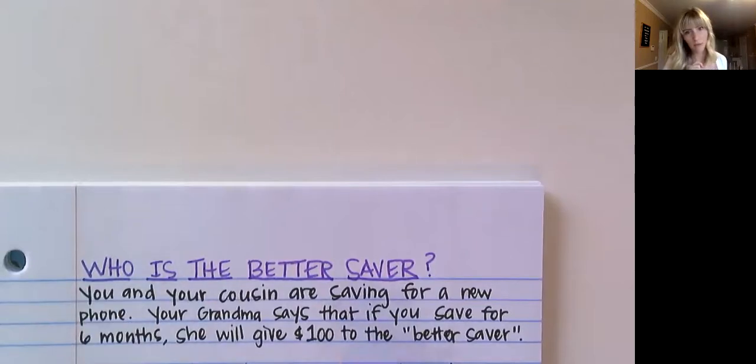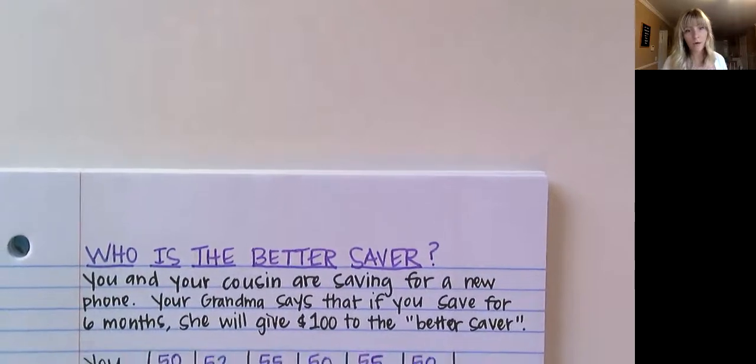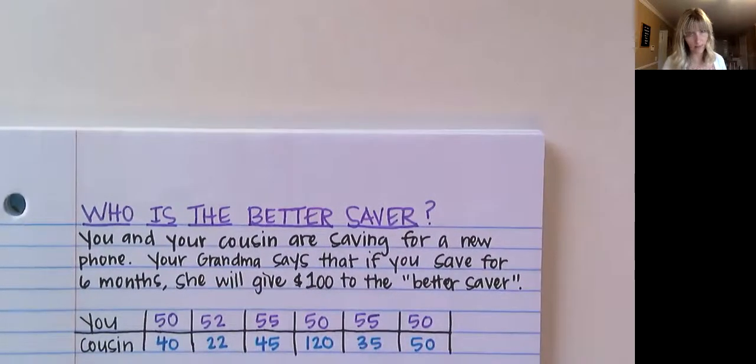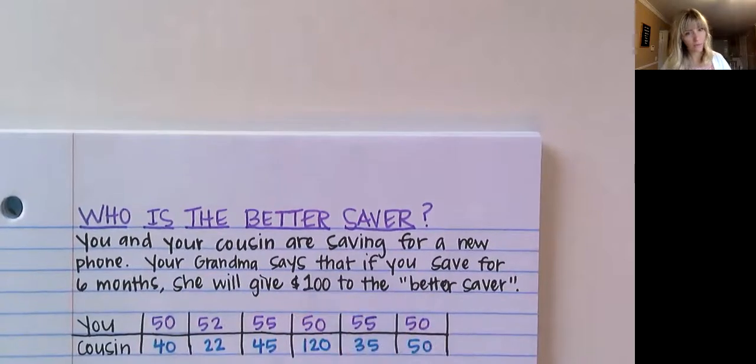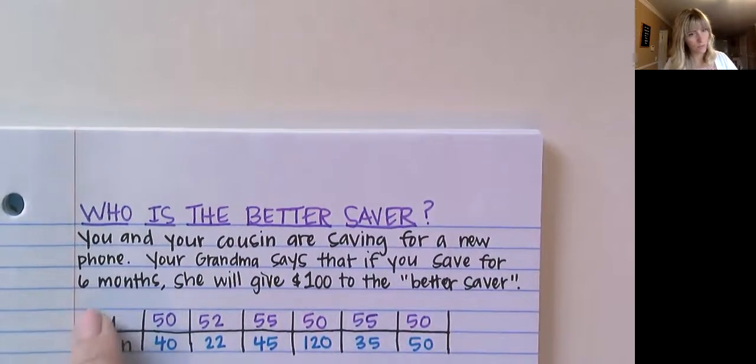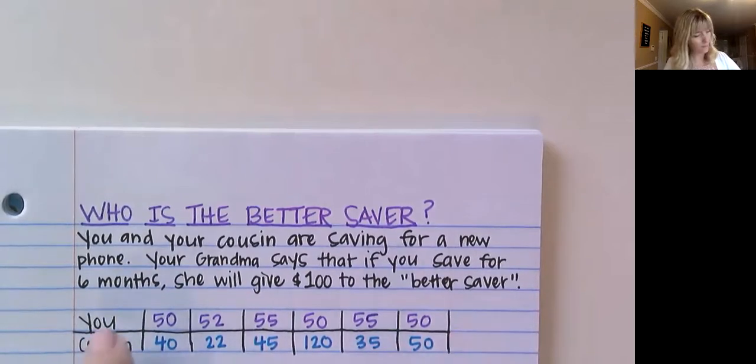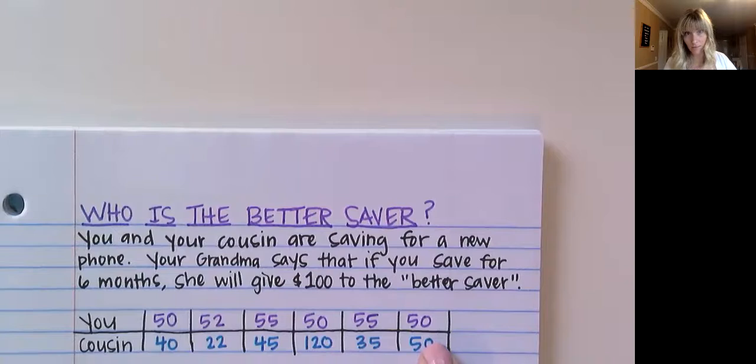So pause if you need to, get that all written down. That should be the first few lines. And then we're gonna skip a line and I'm gonna show you how much you and your cousin saved. So notice we have 1, 2, 3, 4, 5, 6 columns. So when I drew this, I started and I wrote you and I wrote cousin, and then I drew a line in the middle. And then I went 1, 2, 3, 4, 5, 6, 7 lines like that to help you get that formatted out.